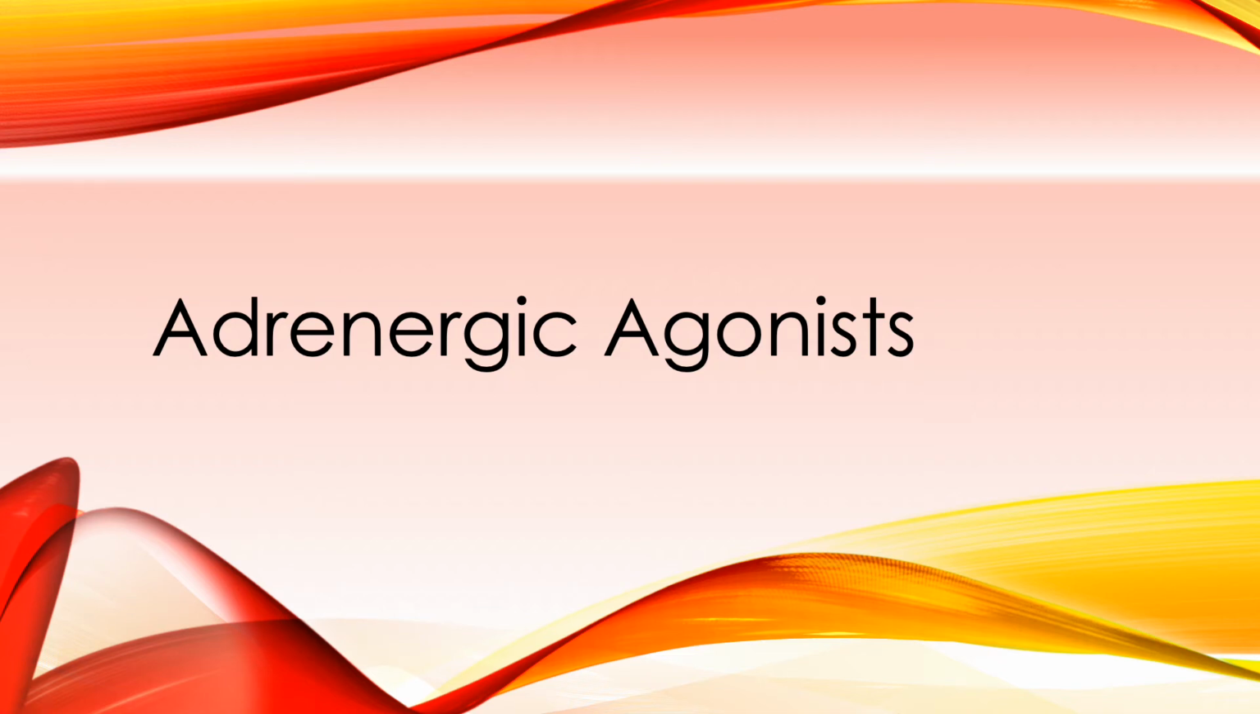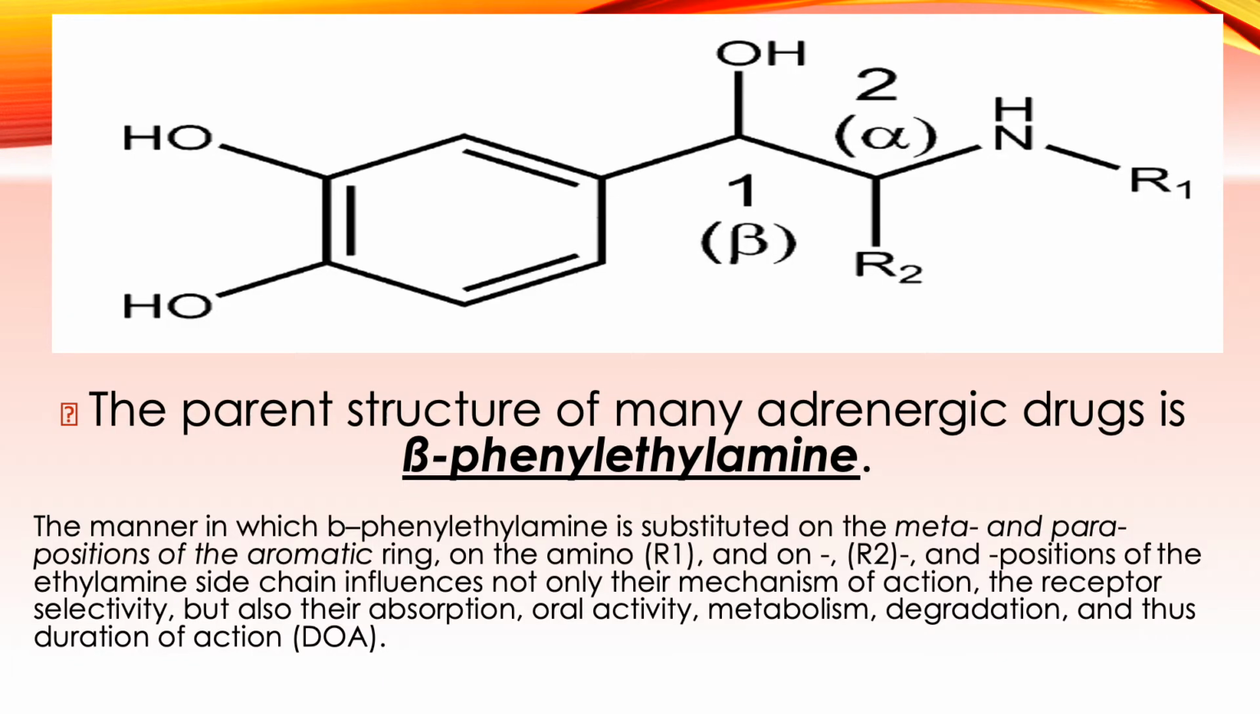Welcome to the next installment of our medicinal chemistry journey on the autonomic nervous system. This time, we will talk about adrenergic agonist drugs. Our adrenergic agonist drugs have this parent structure called beta-phenylethylamine.